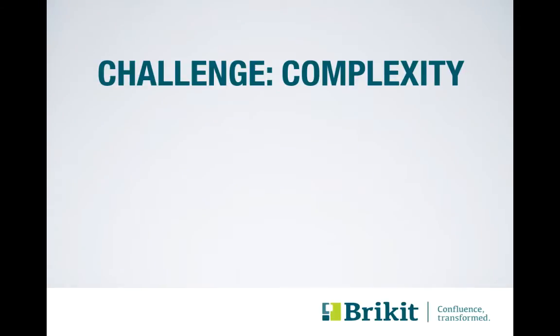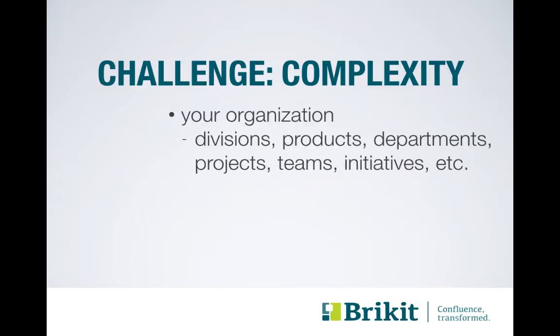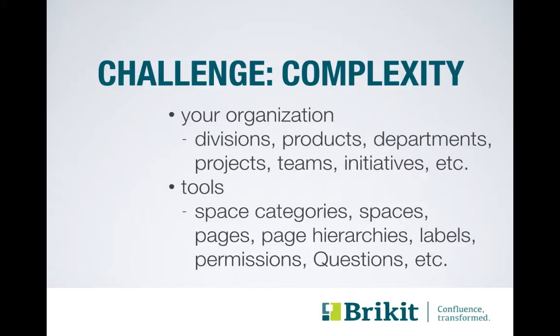So why is finding stuff such a problem? Well, it's because a collaborative environment always involves information about 2 very complex things: your organization, the divisions, products, departments, teams, etc., and tools. In Confluence, that means space categories and spaces and pages and trees and labels, etc., etc. Now, the first one is naturally complex, and the second one should be complex because you need powerful tools to solve complex problems.